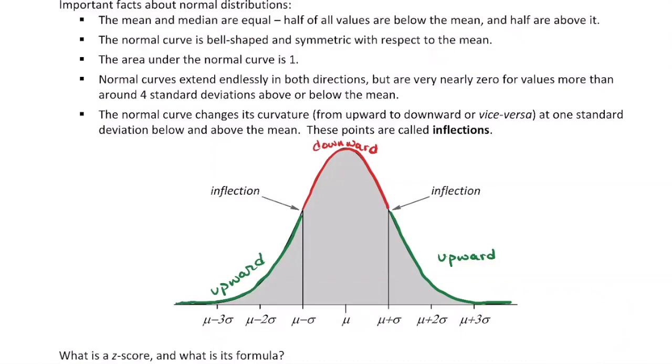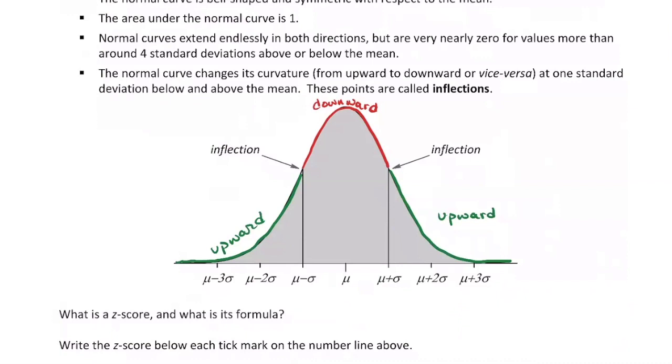So between these downward and upward curves, you have inflection points. This occurs at 1 standard deviation above the mean. So right here in the middle is the mean. This is 1 standard deviation above the mean. This is the mean plus 1 standard deviation. So at 1 standard deviation above the mean, you have the inflection. Also 1 standard deviation below the mean, you've got another inflection.